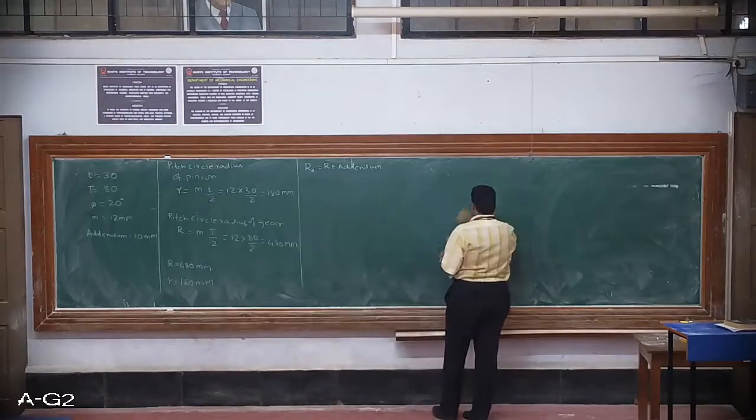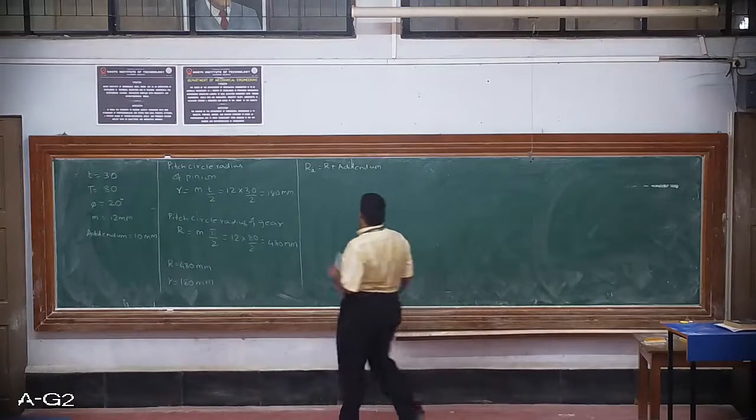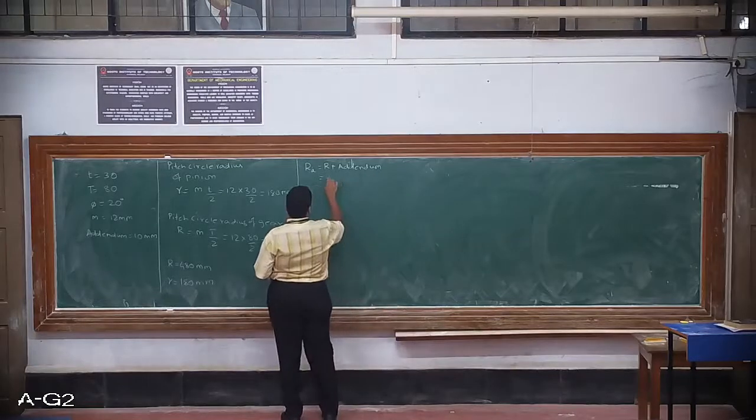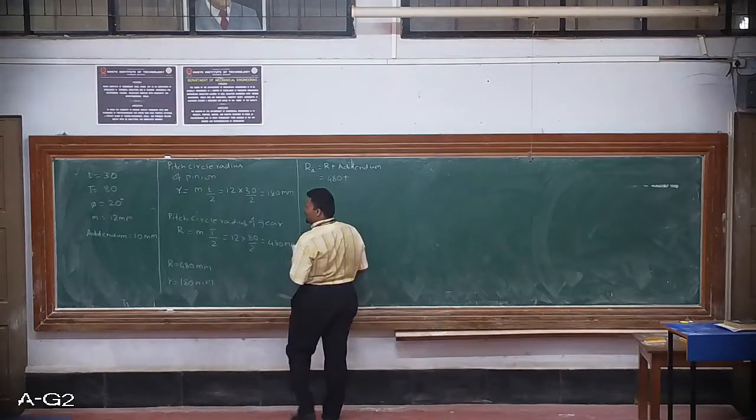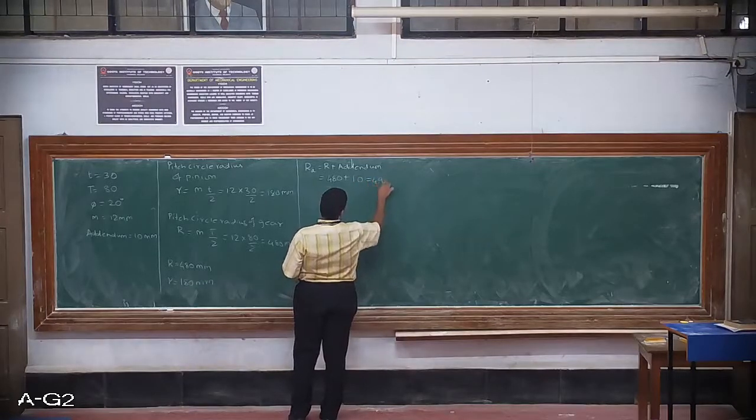So the addendum is the same for gear and pinion. So RA is given as capital R plus addendum. So capital R we have calculated as 480 plus addendum is 10. So this comes to 490 mm.